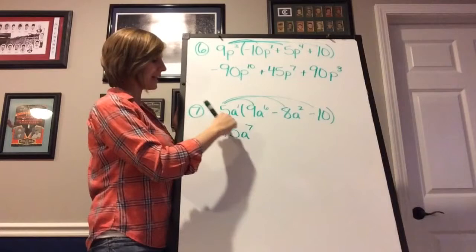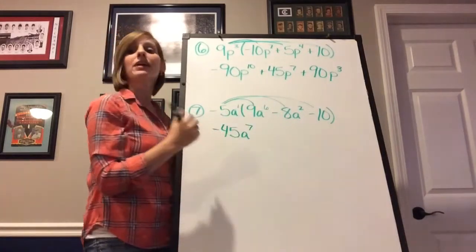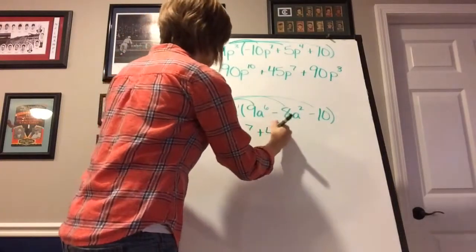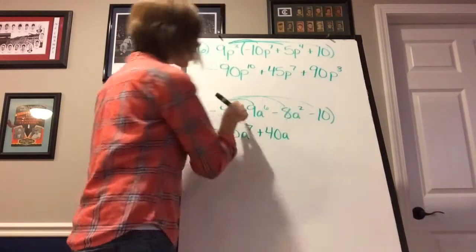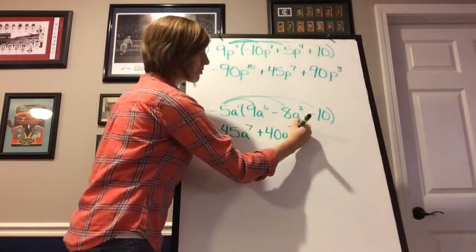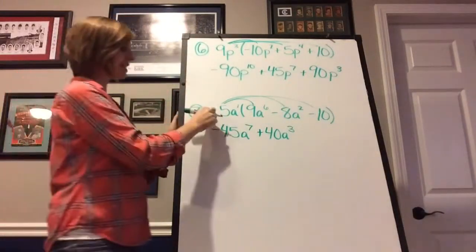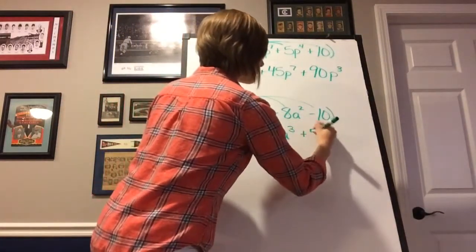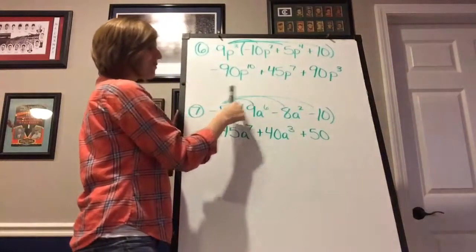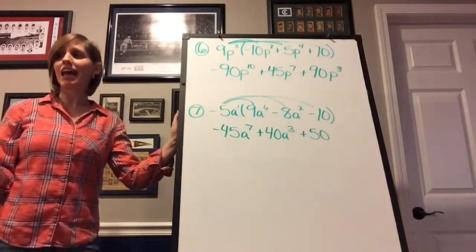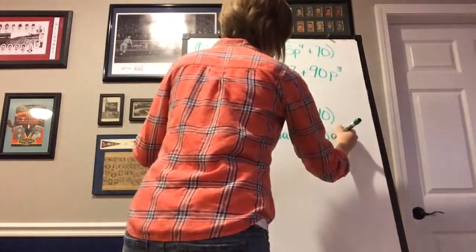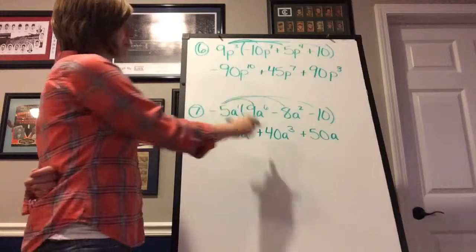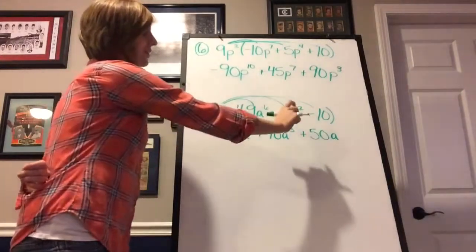After that, we multiply negative 5 times negative 8. We get positive 40. Okay, don't forget that this minus sign makes it negative. So we have positive 40, a to the 1 plus 2 is 3. And then lastly, we're going to take negative 5 times negative 10, which is positive 50. We have a to the first here, but there is no a with the 10, so we're going to leave that as a. So our answer here is negative 45a to the 7th plus 40a to the 3rd plus 50a.